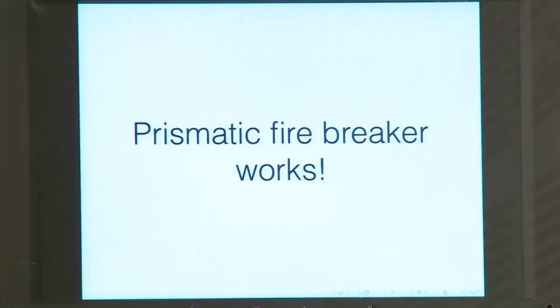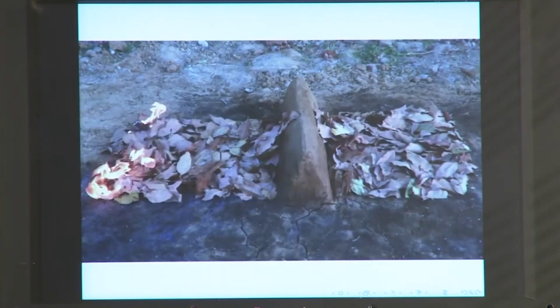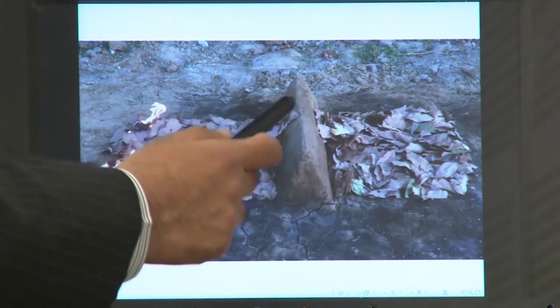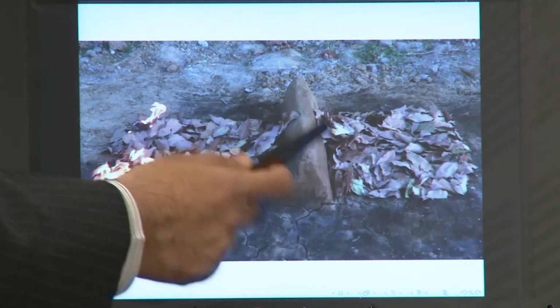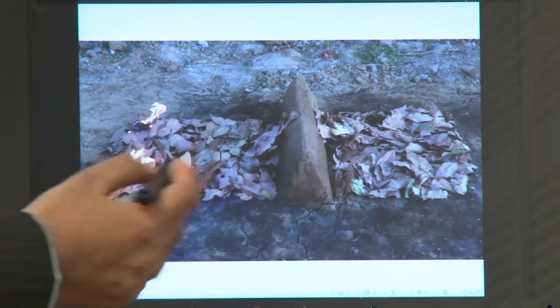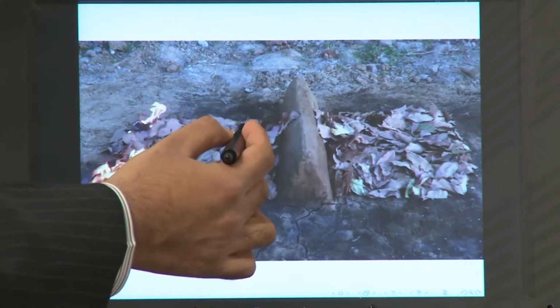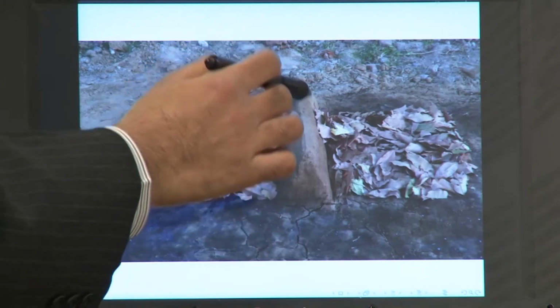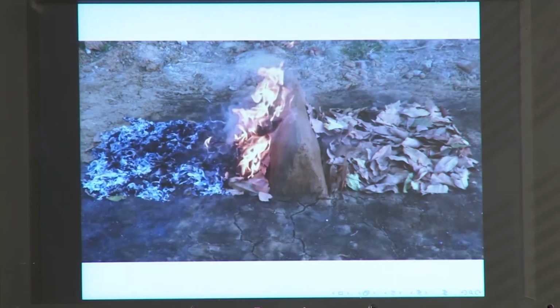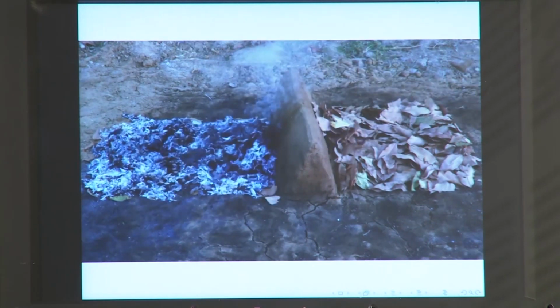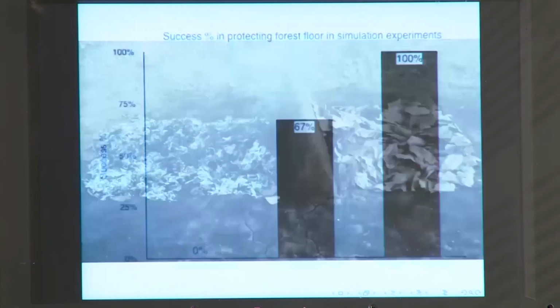But in the case of a prismatic fire breaker, what we see is that because it has two slopey sides, you will have leaves that accumulate on this side and leaves that accumulate on this side. But if the fire burns here, the fire is not able to come down, because the flame always goes up. So, when the fire front reaches the fire breaker, it starts burning the leaves that are on that side, but it is not able to move to the other side.